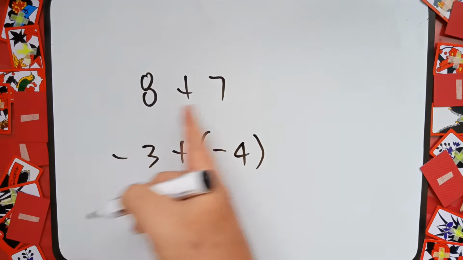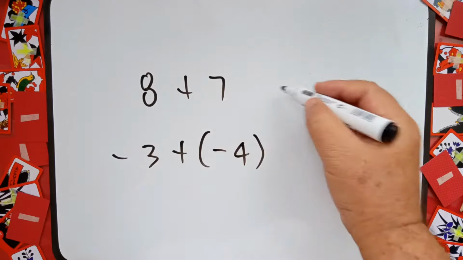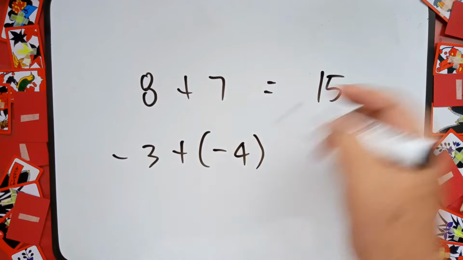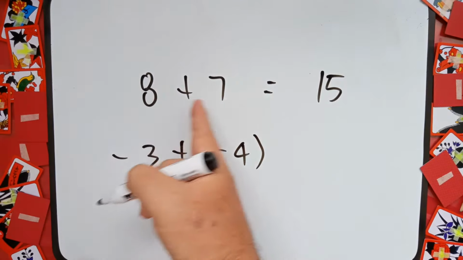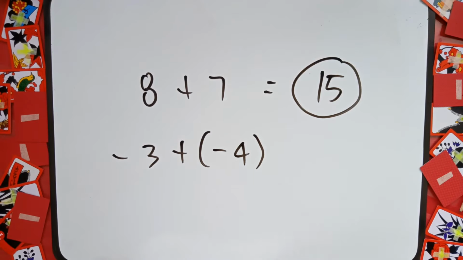8 is positive, 7 is positive. We have to add the absolute value. 8 plus 7 is 15. Then copy the common sign. Positive, positive, positive. So 15.